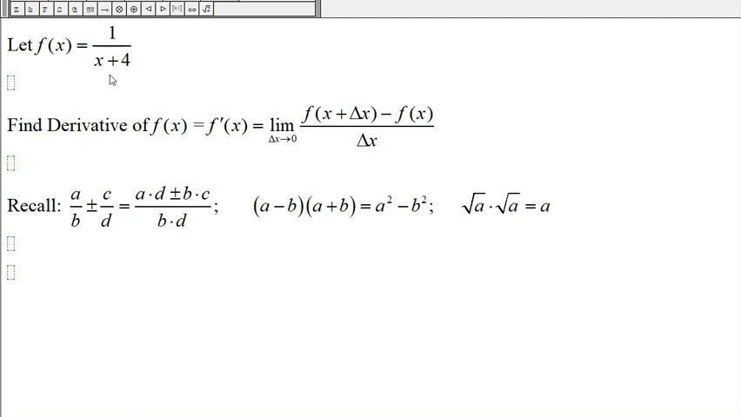Here we have the function 1 divided by x plus 4, and we want to find the derivative of f of x, or f prime of x, using the definition of derivative.